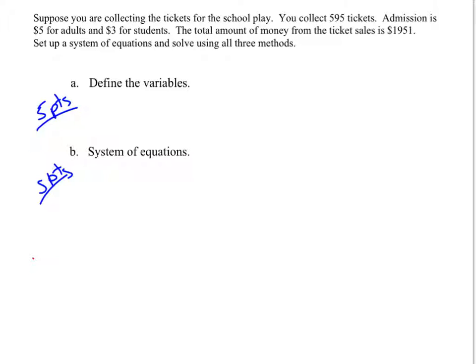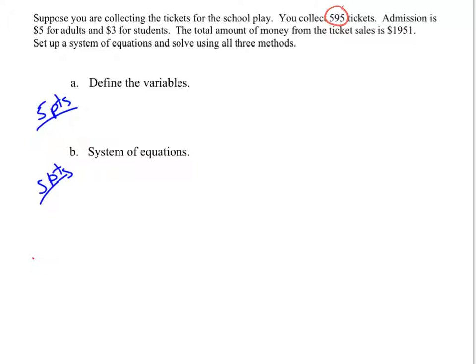Now, in order to figure things out, the first thing you probably want to do is start using the cubes method. And that means that you want to start looking at circling all of the numbers. So as I read it, it says, suppose you are collecting the tickets for the school play. You collect 595 tickets. So I'm going to circle 595.